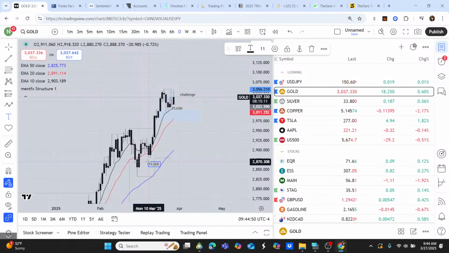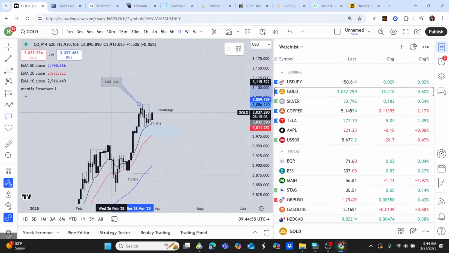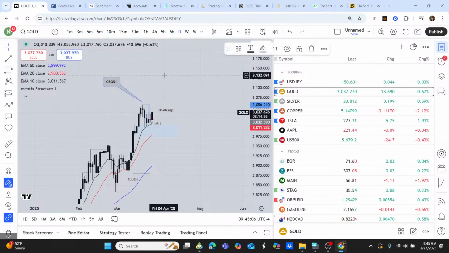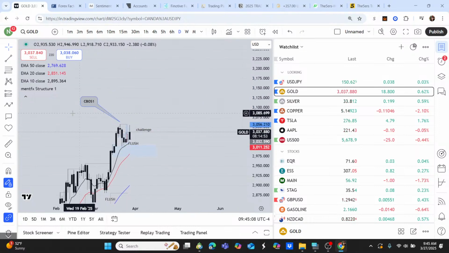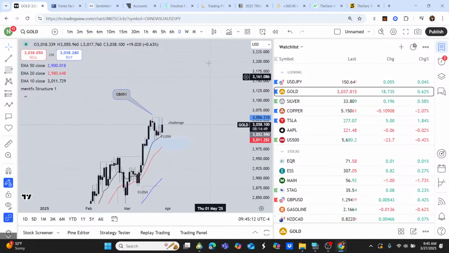If I can just label this for y'all, this is the flush. This is the flush. And potentially, I call this context breaker structure 1, just so I can know where I am, because you have to keep in mind the higher time frames are on a cycle as well. So if we're on the fourth one on the higher time frame, then I know price is almost there to fail.